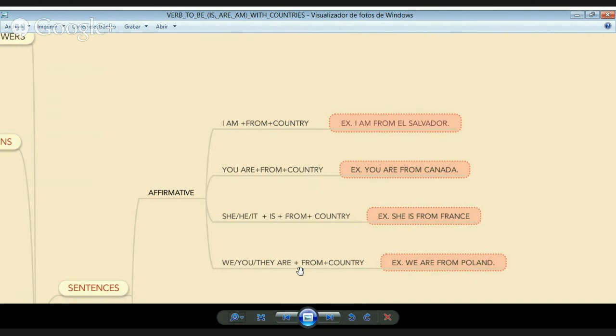In this case, you can use this example in order to follow it. So you can say, we are from Poland. Basically, you change the country, Poland. So you can say, we are from the United States. We are from Colombia. We are from Russia. We are from, let's say, Honduras, all right? We are from Mexico, or they are from Mexico. They are from the United States.